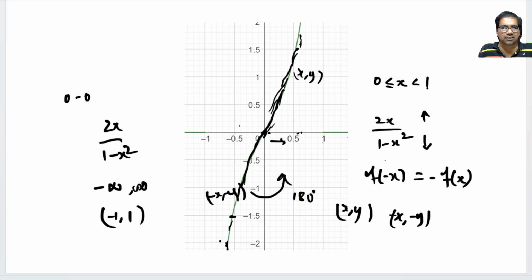We have just realized that because the numerator is increasing, the denominator is always decreasing. So it is continuously increasing beyond 0 when it is here. And this side it is just a reflection. So from minus 1 to 1, the graph is actually continuously increasing all the time.